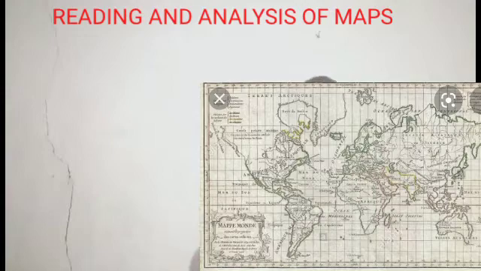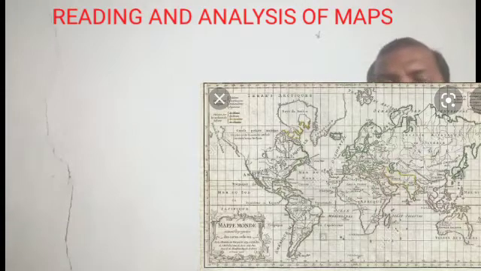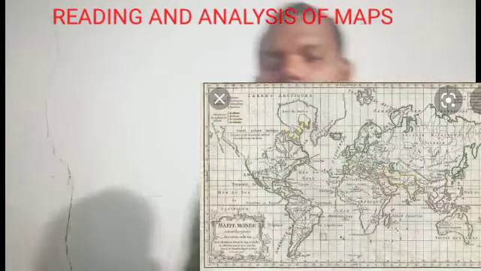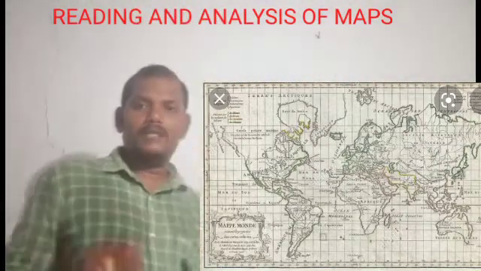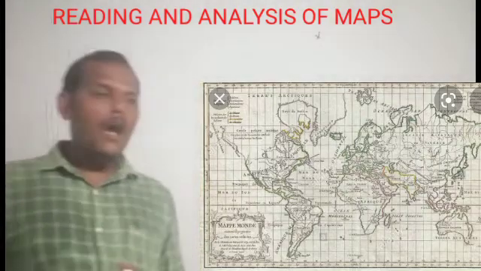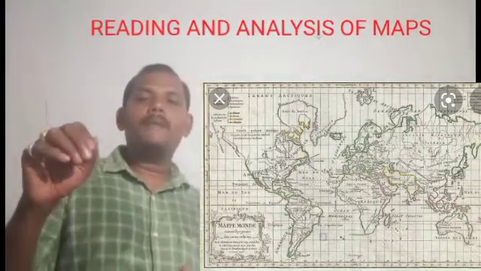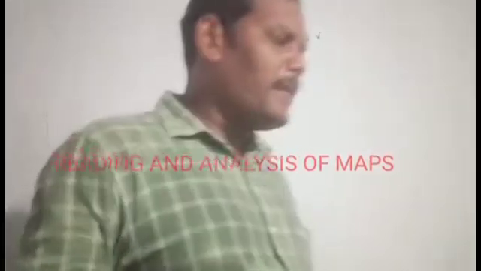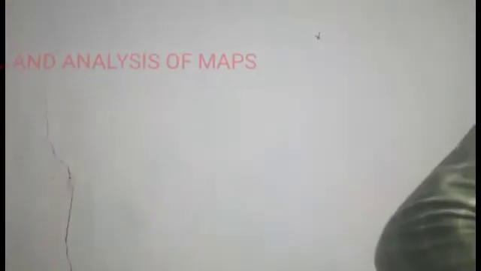Later, with the use of much technology, we have come to use correct maps. But it is the root of the world map. Right? This is Gerardus Mercator's projection. Later, so many people prepared maps with the help of this projection.